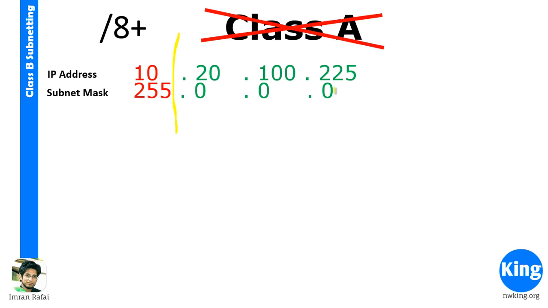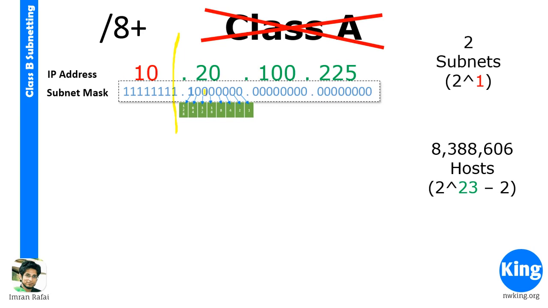Now let's break this into two networks. We know the drill. Borrow 1 bit. Where is the borrowed bit? The borrowed bit is still in the second octet. Consider another case where you had borrowed, let's say, 8 or 9 bits. If you borrow 9 bits, it goes here, and then you would be working on the third octet. We will work on an example a little later in this video, but for now we are working on the second octet. The place value of the second octet is 128.